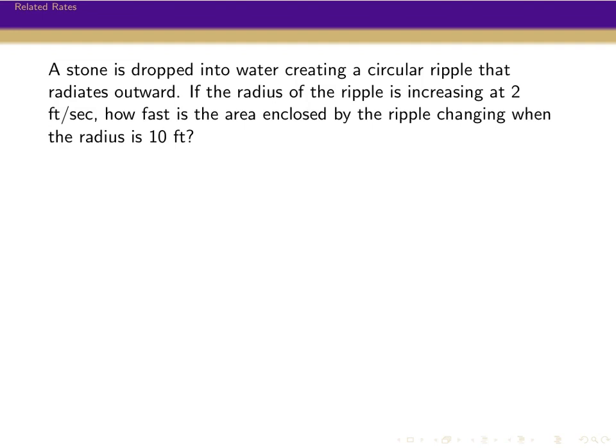Okay, so here's the first problem. A stone is dropped into water, creating a circular ripple that radiates outward. If the radius of the ripple is increasing at 2 feet per second, how fast is the area enclosed by the ripple changing when the radius is 10 feet? So this would be a good place to pause it now.